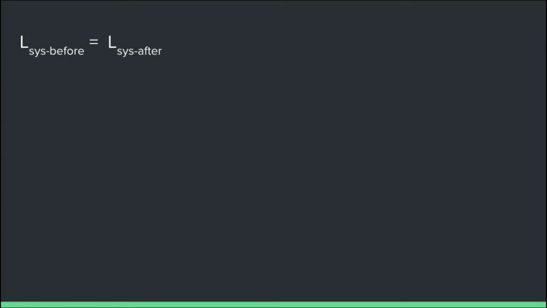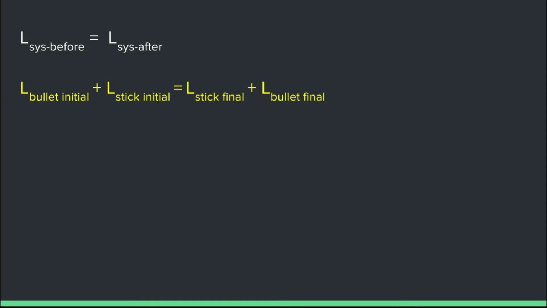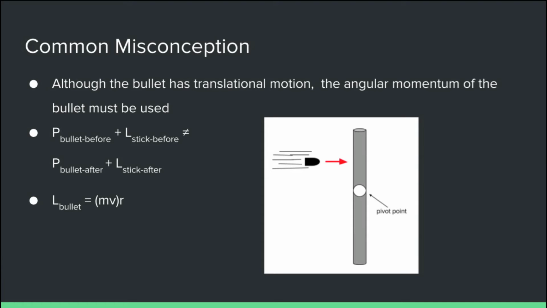The law of conservation of angular momentum states that the total angular momentum of the system immediately before the bullet strikes the rod is the same as the moment after it strikes the rod. We can split up the total angular momentum of the system into its component parts, the bullet and the stick. Because the rod begins at rest, the initial angular momentum of the stick is zero and can be removed from the equation. A common misconception is to use only the bullet's linear momentum when solving the problem because it is moving in a relatively straight path.